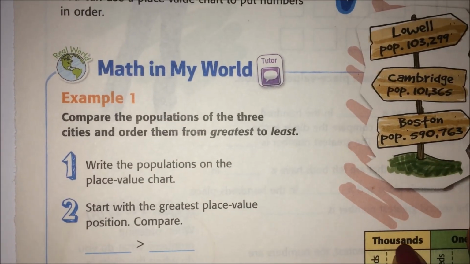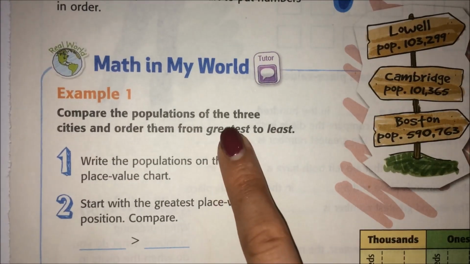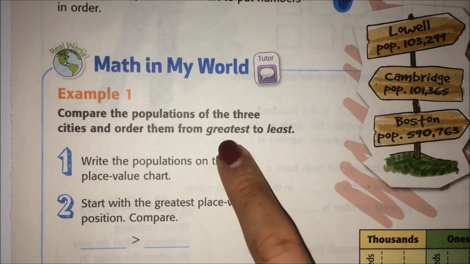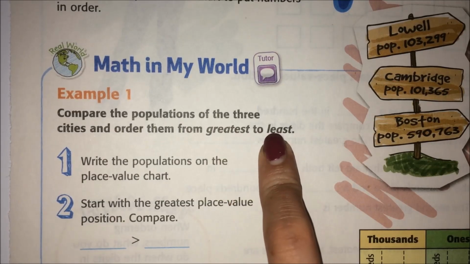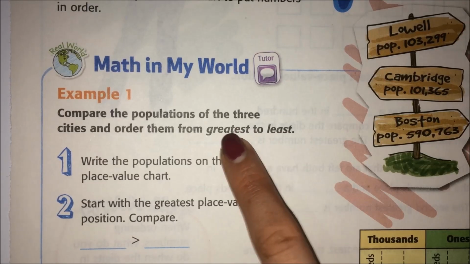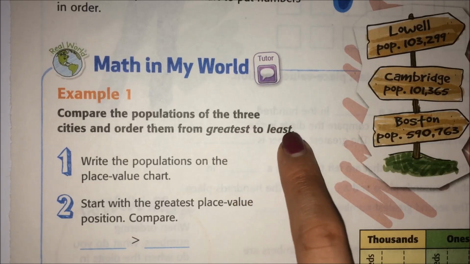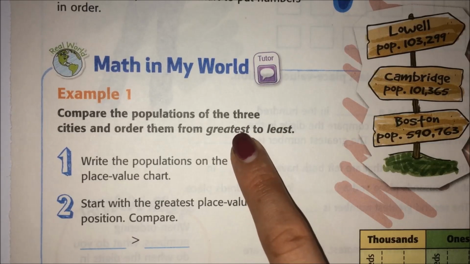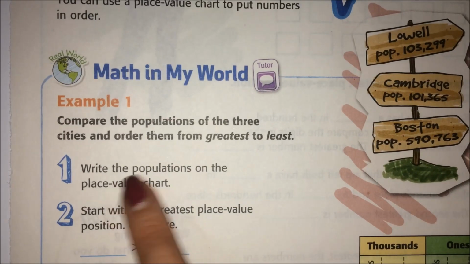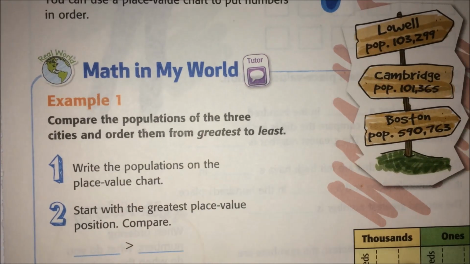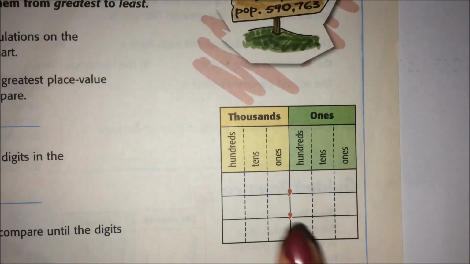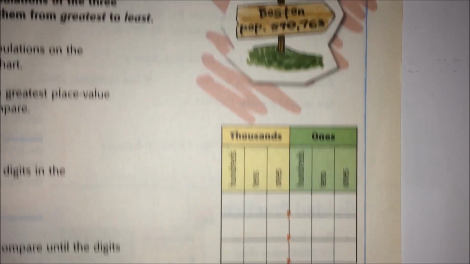Let's look at example 1. Compare the populations of the 3 cities and order them from greatest to least. Okay, you have to pay very close attention to if it says greatest to least or least to greatest. Greatest means big one first. Write the populations on the place value chart. So here they have the populations, and we're just going to copy them into the chart.